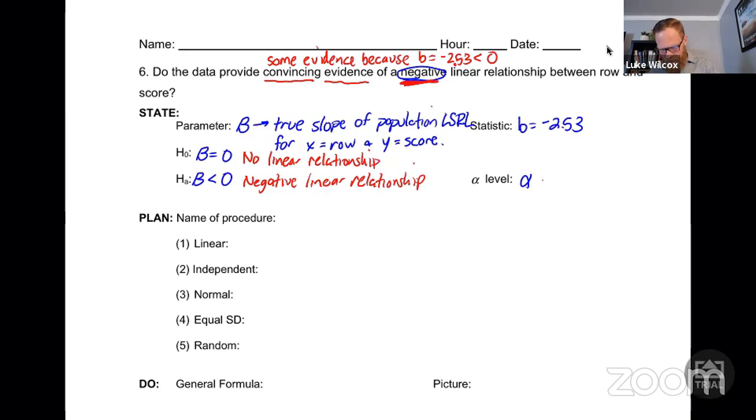Okay, our alpha level is not given to us, so by default, we're going to go with 0.05. Quick note, this is not the same as the alpha, which is the true y-intercept of the population LSRL. This is the significance level alpha, right, 0.05.